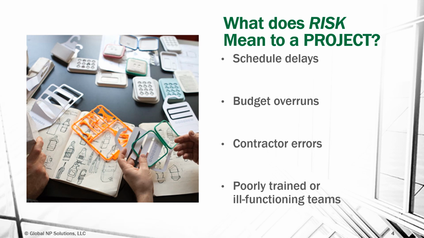So in a project, risk often means a schedule delay. And that can be a schedule delay of 1% or 2% or 25%. Again, there's a scale to the risk from a minor to a major impact. And usually schedule delays result in budget overruns. We could also have errors by our contractors or team members. And we could also have the situation where we have poorly trained or ill-functioning teams. They're not having the right skills at the right time.